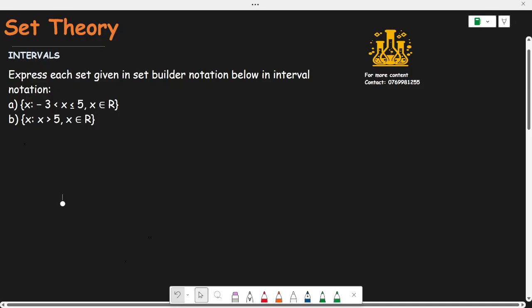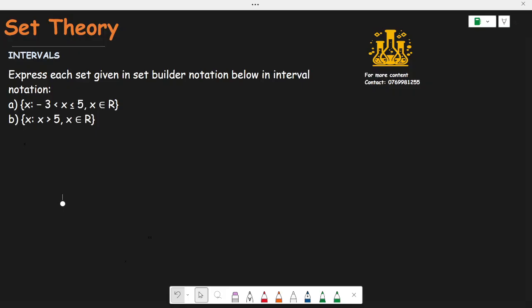Okay, this is the first example on intervals, and it says express each set given in set builder notation below in interval notation. So if you don't know what set builder notation is, make sure you watch my video on set builder notation and the roster method. So to convert the first set from set builder notation to interval notation, we have to take the limit.